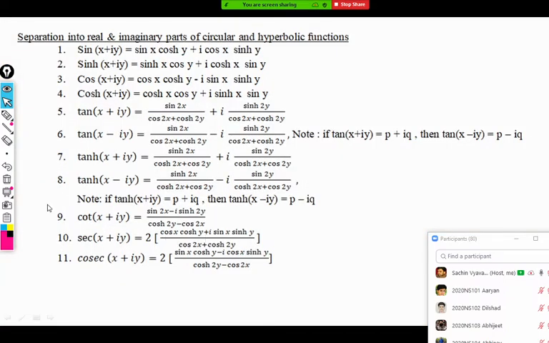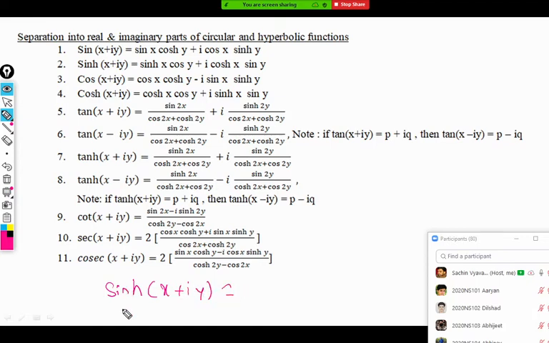Okay, so one more set of formulas that you can also write by Osborne's rule. You can use Osborne's rule, but here we can instead use the simple formulas that we saw at the beginning, the relation between circular and hyperbolic functions. Let me show you. Suppose we start with the formula for sine hyperbolic of x plus iy.